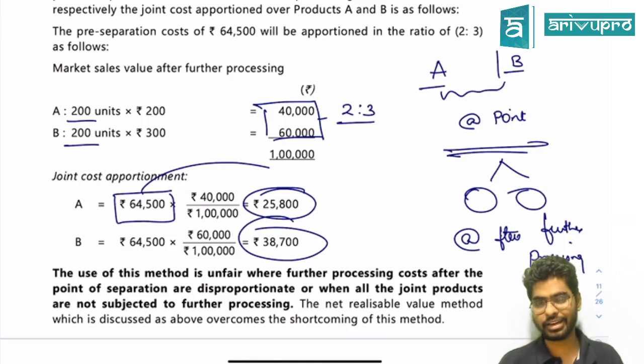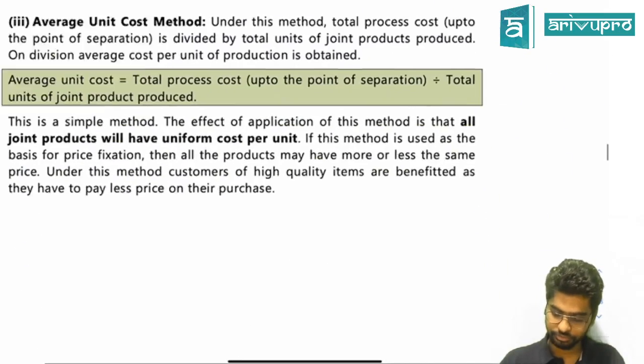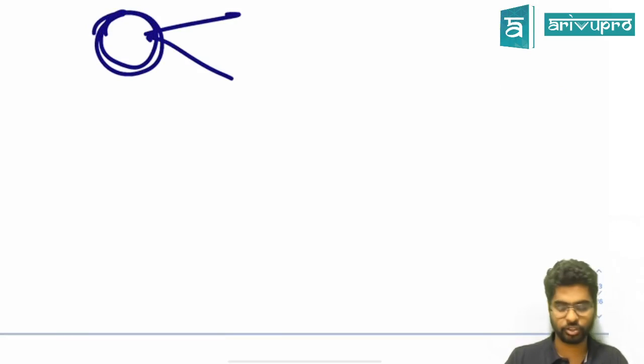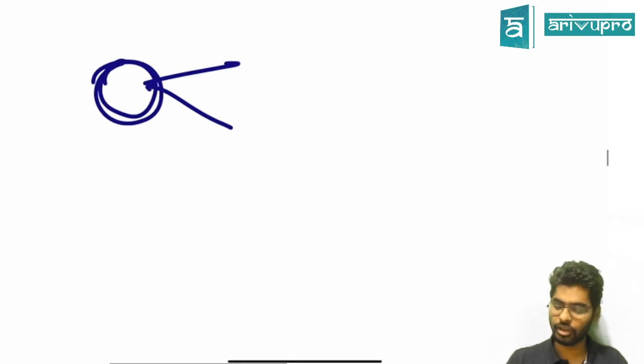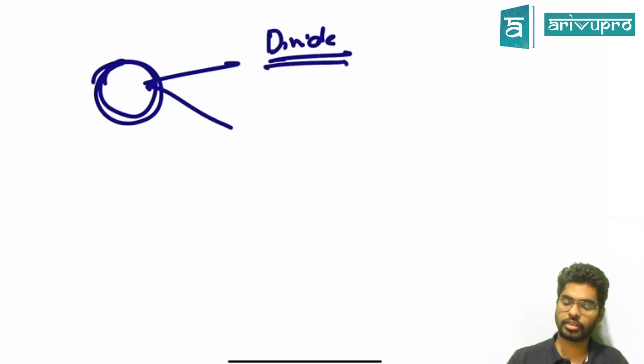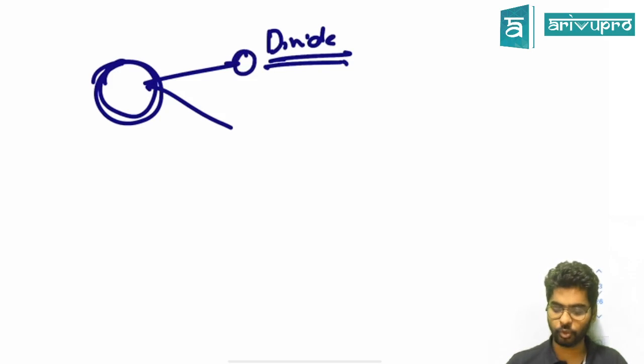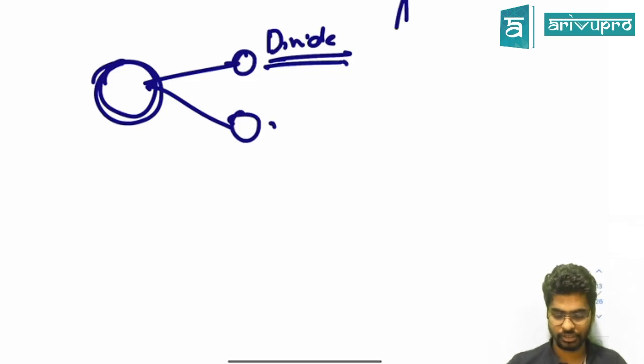Now again and again, I want you guys to keep remembering this: I have a common cost, and the whole chapter talks about how do I divide my common cost? It's not about anything else, whatever I'm doing is just trying to find out the ratios.